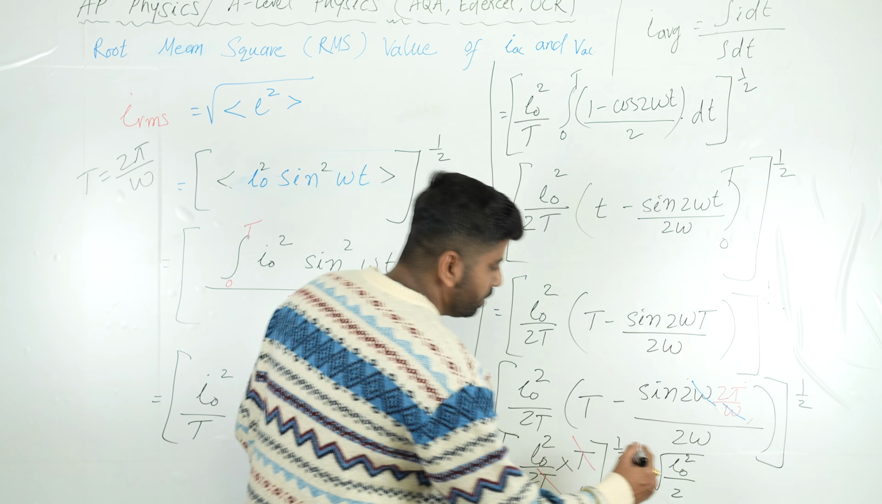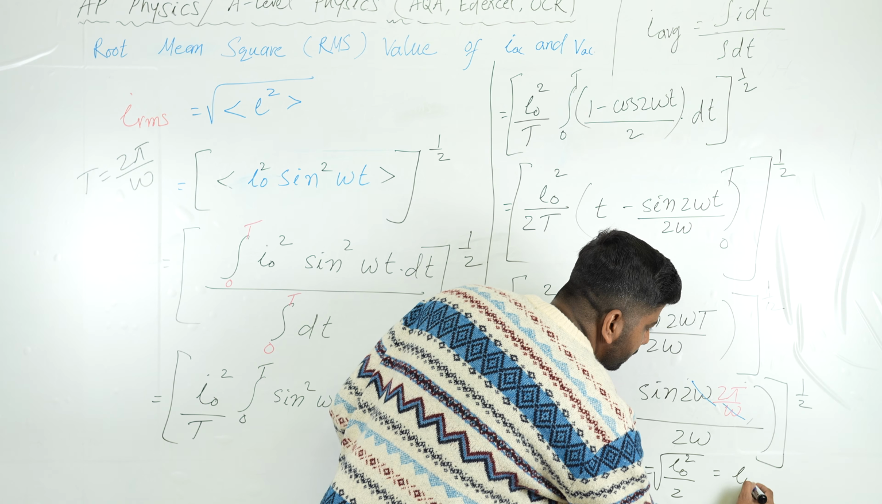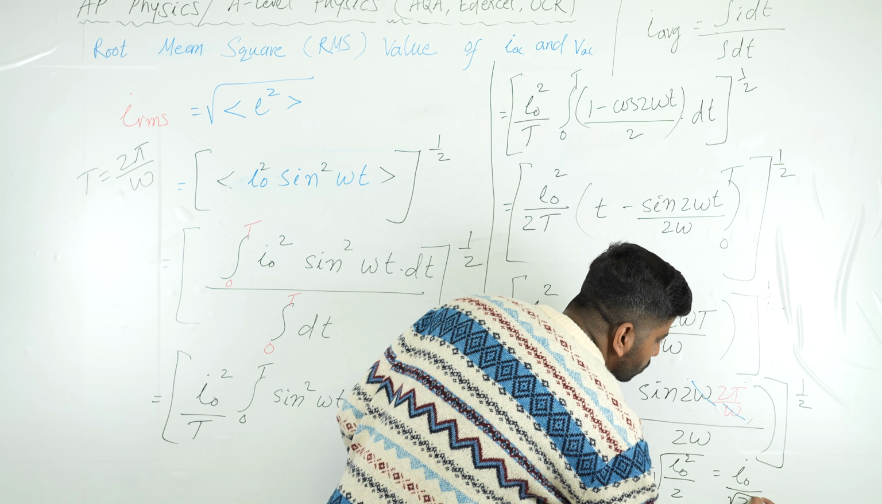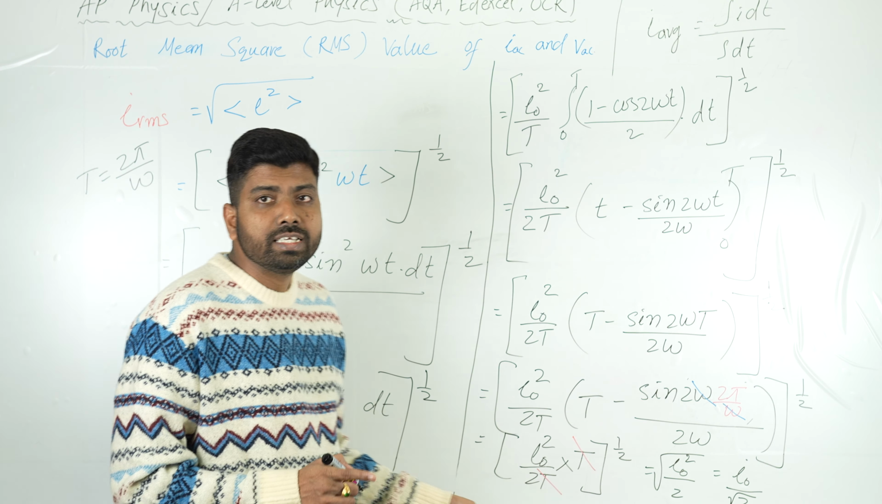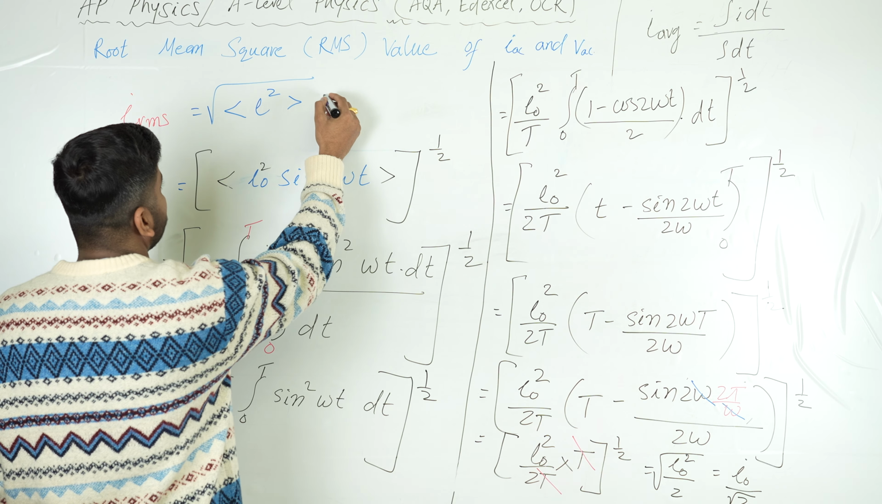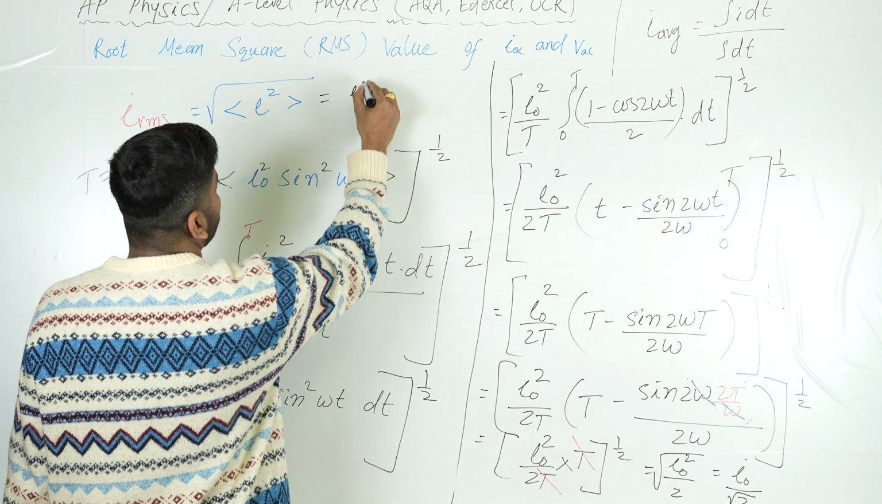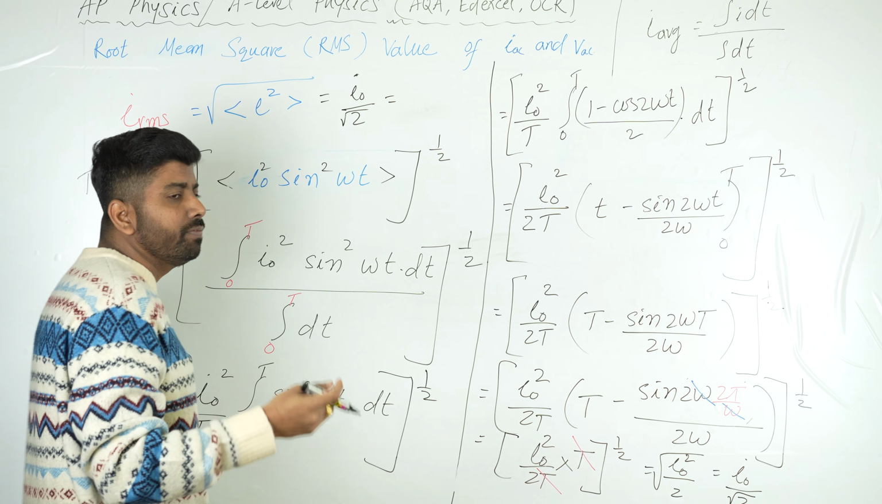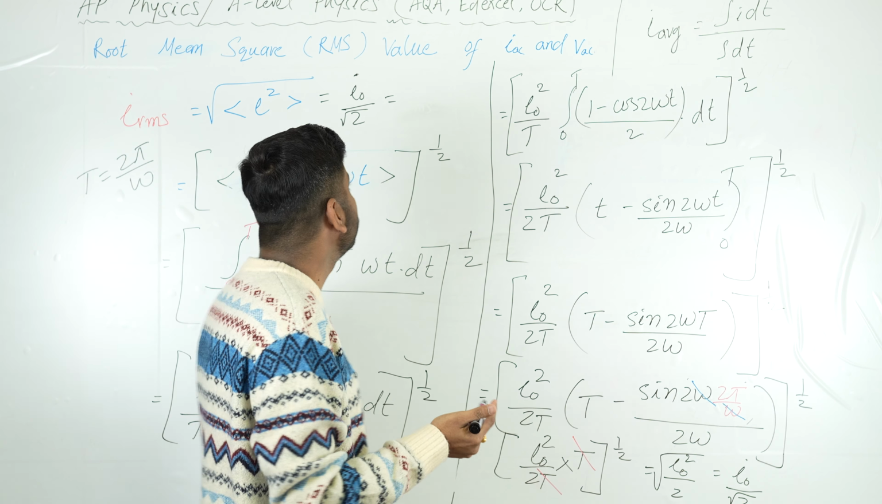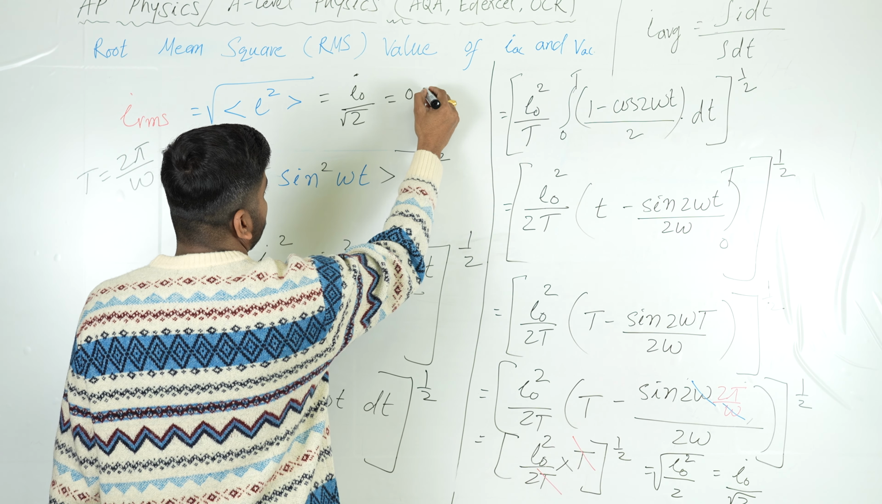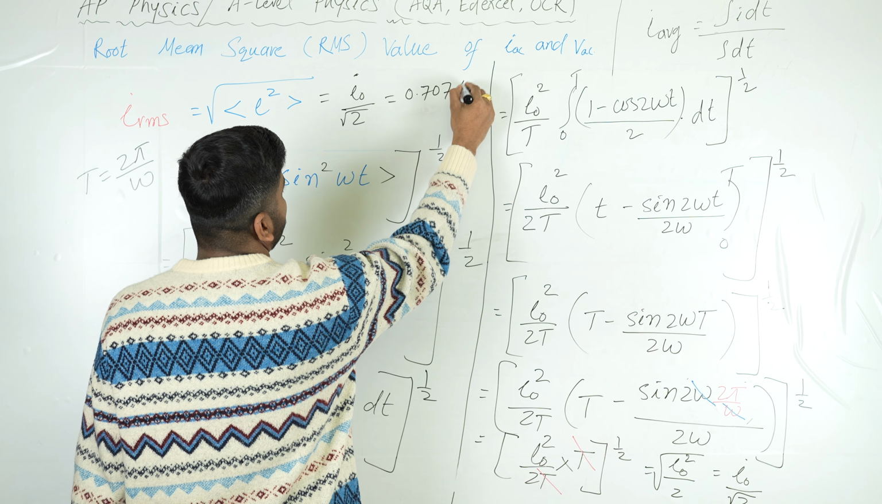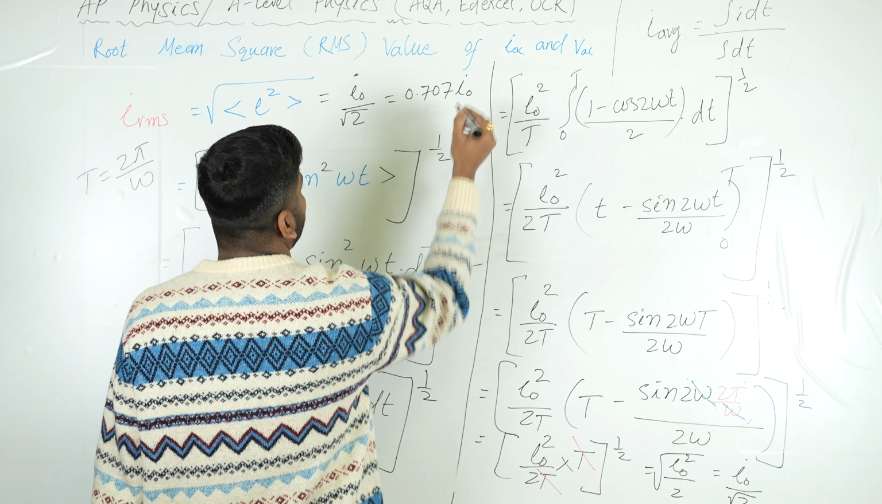Power is half means square root. So finally I can write I naught upon root 2. Okay, so this is the value. So I can write IRMS is I naught upon root 2. If I divide by root 2, the value will become 0.707 I naught. Okay, and of course this unit will be ampere, right?